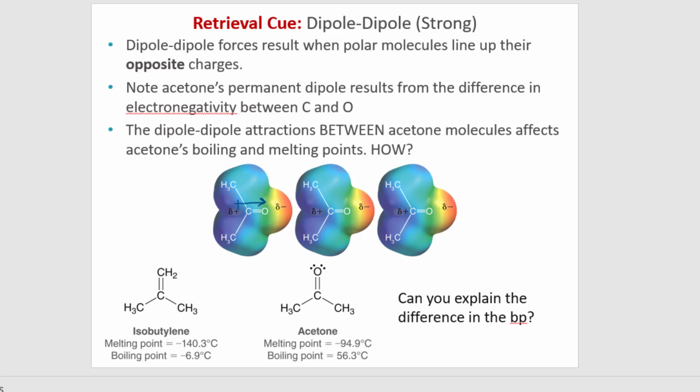Take a look at the boiling points for isobutylene versus acetone I have down here at the bottom. The boiling point is negative 6.9 degrees. The boiling point increases when you go from isobutylene to acetone. Can you explain this difference?